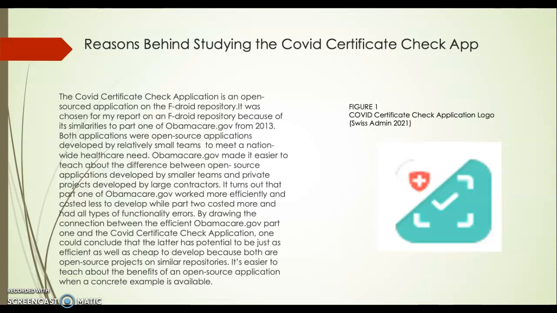By drawing a connection between the official Obamacare.gov Part 1 and the COVID Certificate Check application, one could conclude that the latter has potential to be just as efficient as well as cheap to develop, because both are open source projects on similar repositories. It's easier to teach about the benefits of an open source application when a concrete example is available.